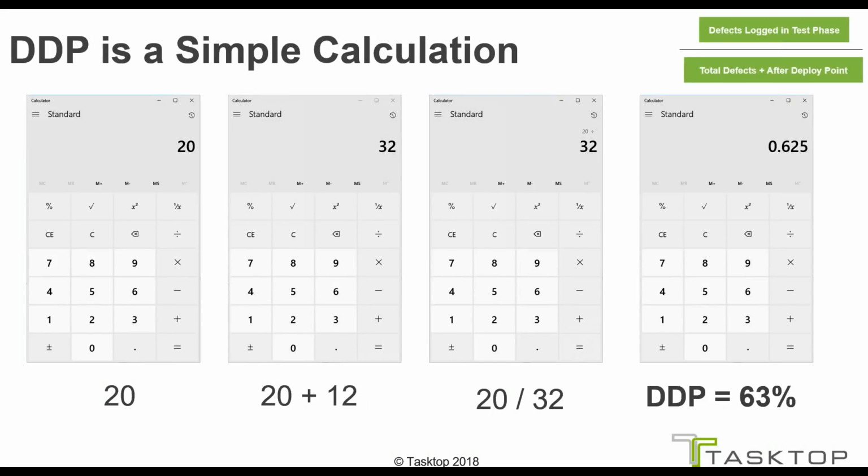So those 20 here, see, those 20 incidents that are found, plus the 12 that were identified before in the regression testing stage, a little bit of division, and you come up with 63%, okay, after the deploy point. It seems overly simple, right, in terms of calculating defect detection percentage.